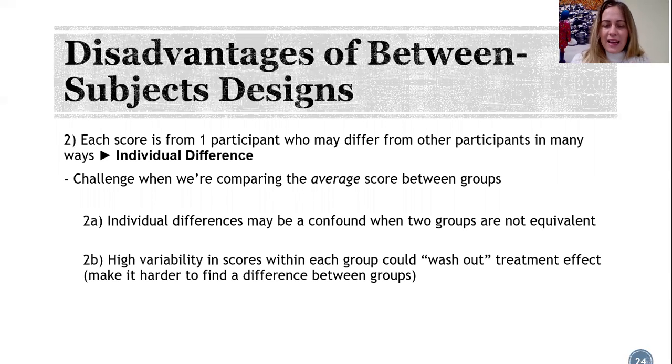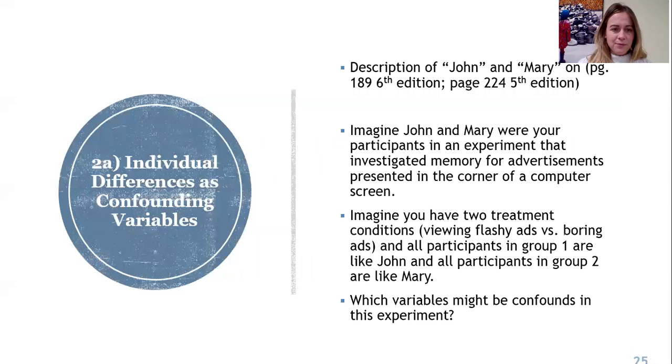But they can also be a challenge when we are doing a kind of research design where we need to compare the average score between groups. And it's a problem for 2 reasons, or a challenge, I guess we should say. Individual differences can become a confound if our 2 groups are not equivalent. And if we have a lot of individual differences within each group, then it could potentially wash out or hide or conceal any differences that could exist between groups and make it harder for us to see that that difference really exists. So let's chat about them and we'll talk about some possible solutions.